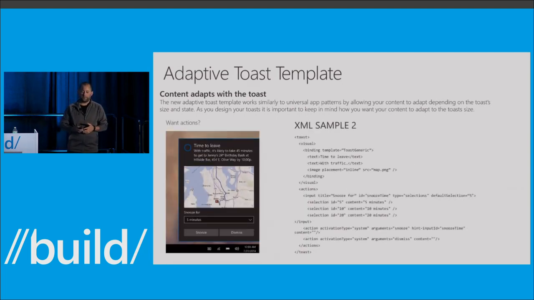To show another example, if you want to do something a little more complex with actions, this is a render of what Cortana is planning to do. They're using our adaptive templates as well. And so they've actually shown an image, they've shown some text, they've shown a map in here. They've even got some selection boxes to let you snooze this. And then they've got snooze and dismiss buttons for what you want to do with this notification.